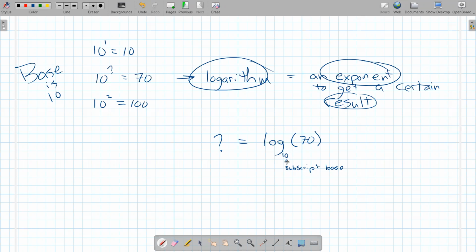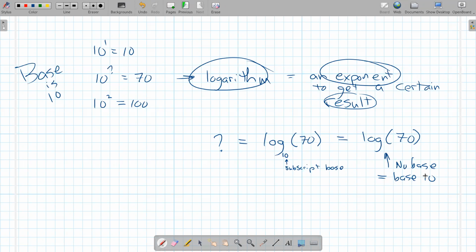Now, base 10 is our number system, right? We have powers of 10, right? Tens, hundreds, thousands, 10,000s, and so on. So because that's so common, because our number system is based on 10, we usually abbreviate this right here and just write log 70. So if you see no base, then that must mean base 10.